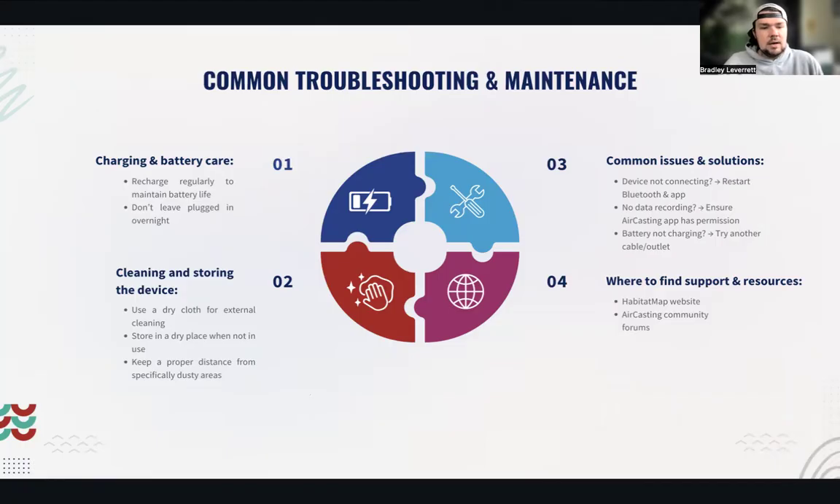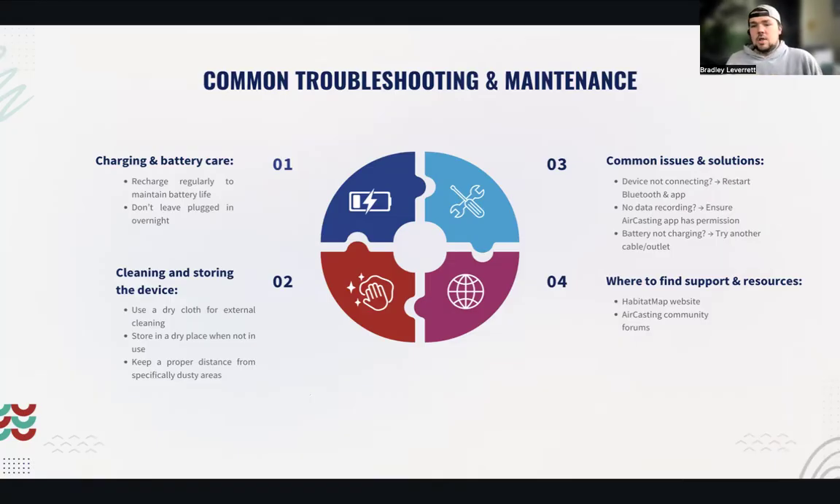Cleaning and storing the device. Use a dry cloth for external cleaning. Store in a dry place when not in use, and then keep a proper distance from specifically dusty areas. The device is supposed to be used for collecting pollutants, but an overwhelming amount of pollutants and just dust and particles going through the device may decrease its lifespan, just because it is intaking all of that bad stuff. And so that all running through the device at one time can harm it. So just keep it away from specifically dusty areas if possible.